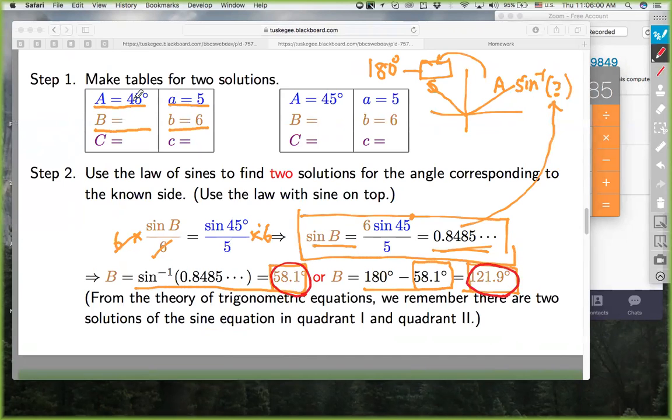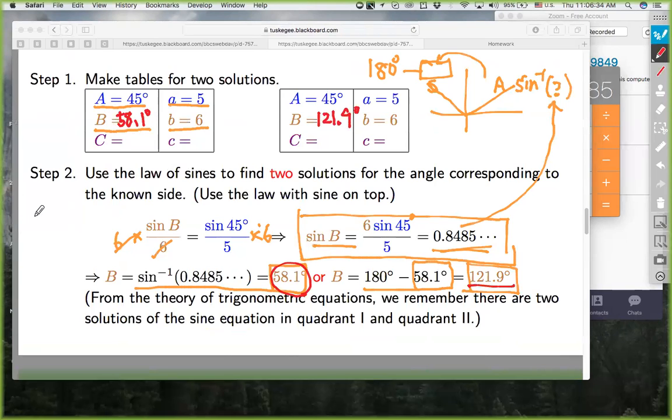So 58.1 goes to one of the tables. And the second angle, 121.9, goes here. So that's basically how you get two solutions. The rest is the same as the other example I showed before. So get the third angle. So 45, 58.1, you have two angles.